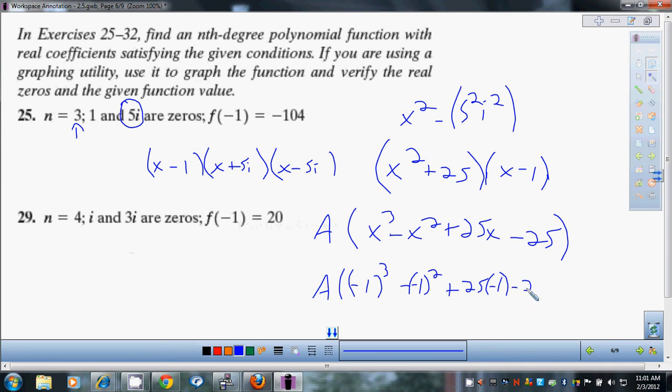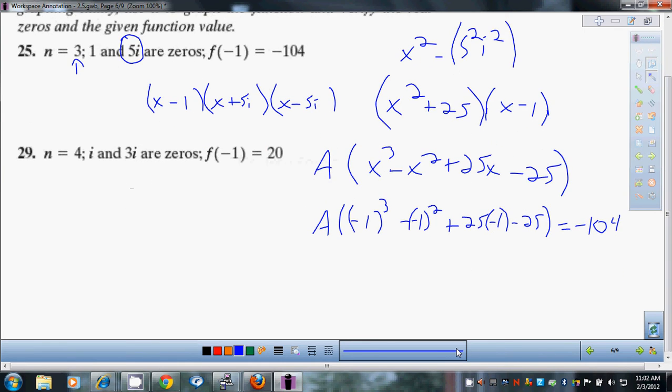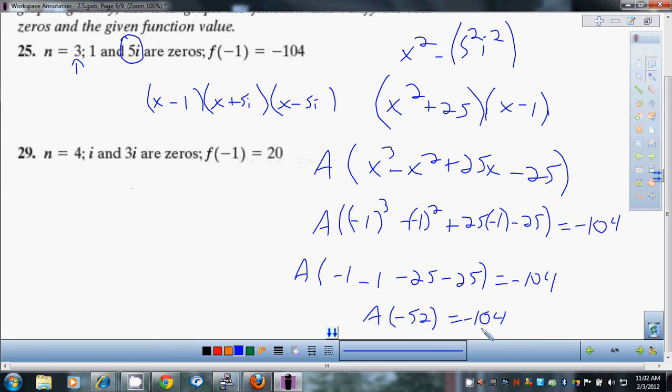So if we plug in negative 1, our function will equal negative 104. And you're going to solve for that phantom coefficient. So that'd be negative 1 minus 1 minus 25 minus 25. I believe all this adds together to get negative 52, and it should always work pretty nicely like that. Now we're solving for a, so I'm going to divide by negative 52, and what will that give me for a? 2. 2 is now what this number is.